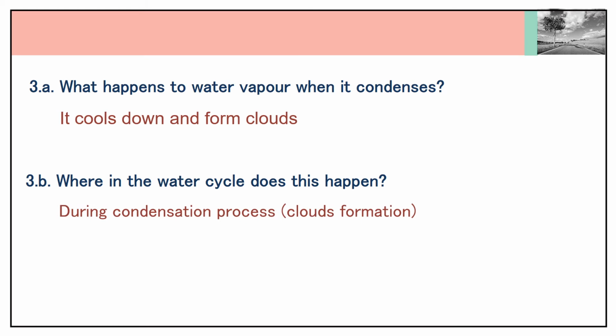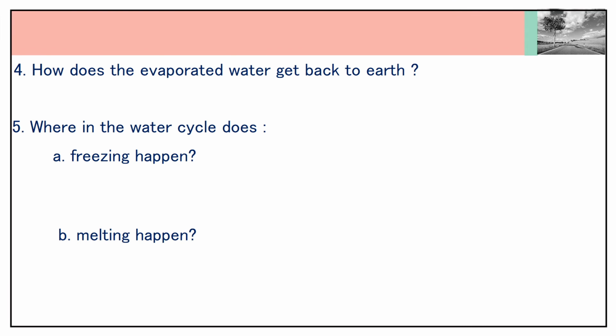Clouds formation. Question 4. How does the evaporated water get back to Earth? The answer will be in the form of rain, hail, snow during precipitation.